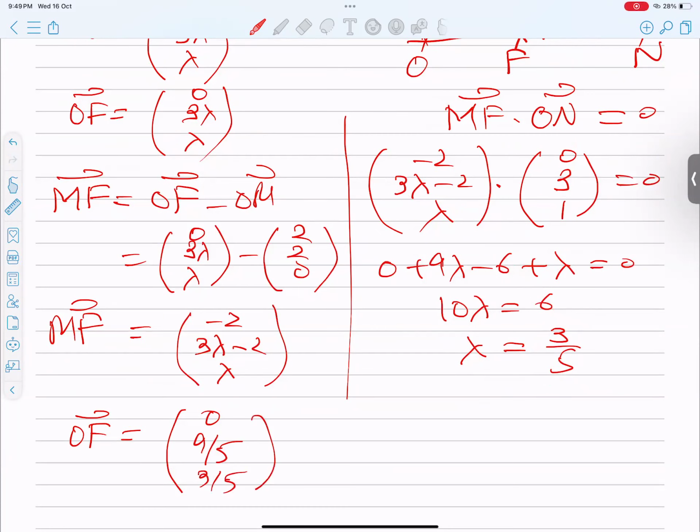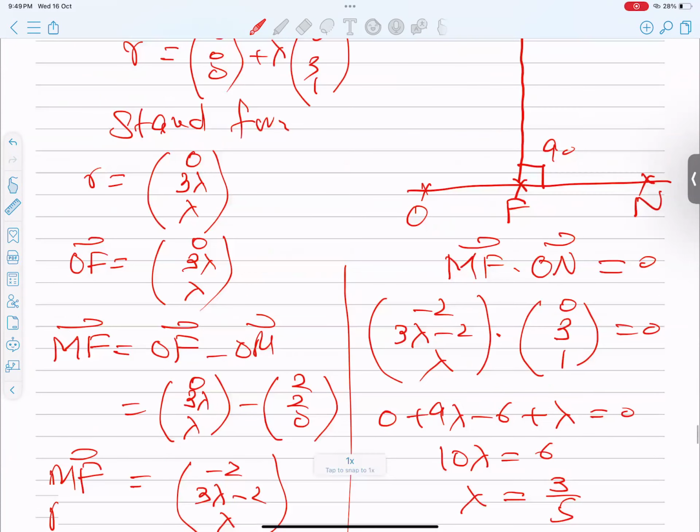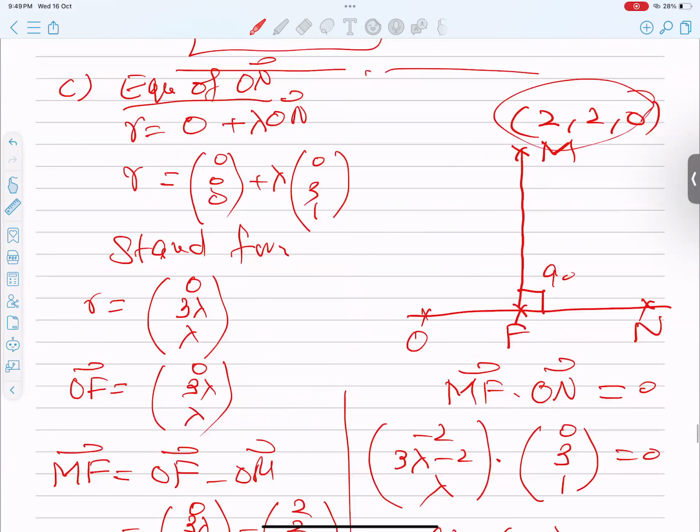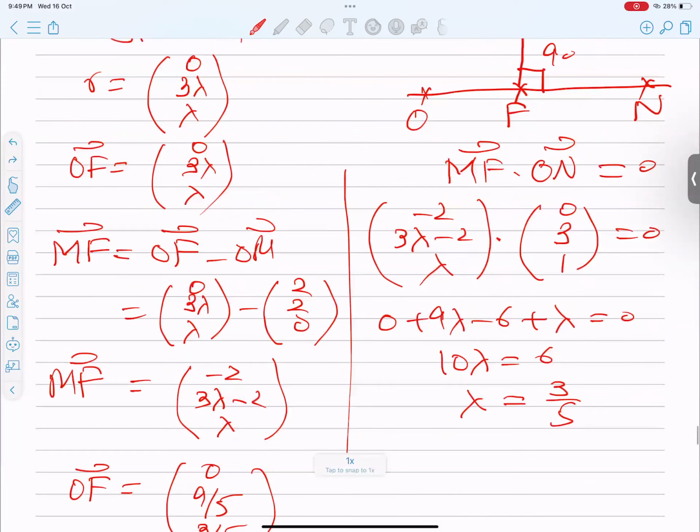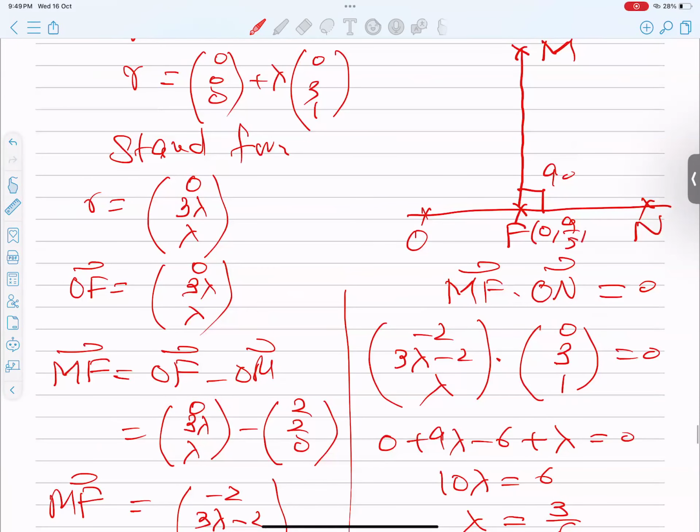Done. But now for your knowledge, I have the F coordinate and M coordinate. F, I just got it now: (0, 9 over 5, 3 over 5). Alhamdulillah Rabbil Alameen.